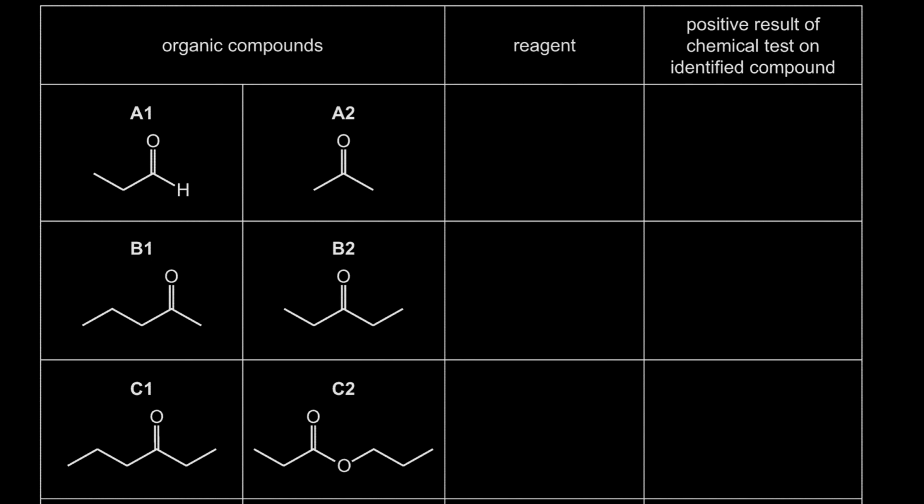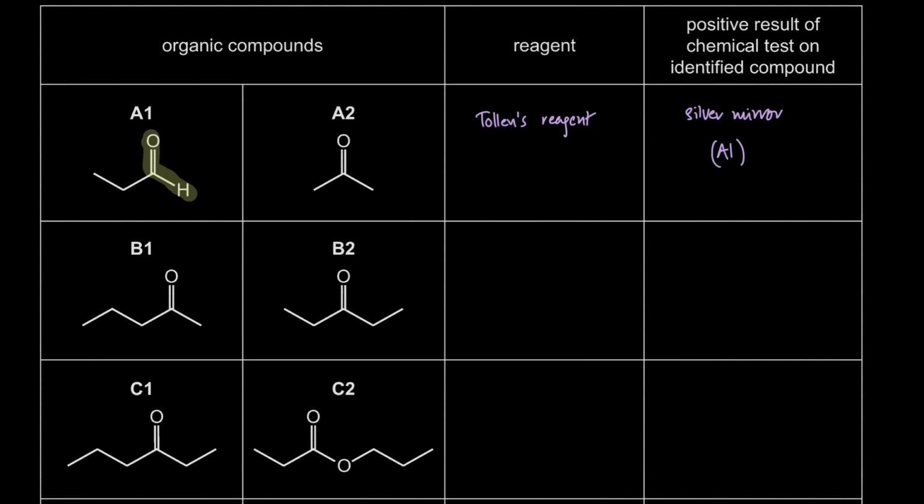And aldehydes also contain the CHO group, right? So we can also use Tollens or Felling's reagent to distinguish between these two compounds. Tollens reagent gives us a silver mirror, right? So we can use Tollens reagent, right? The observation that we get is a silver mirror or a silver precipitate with compound A1.